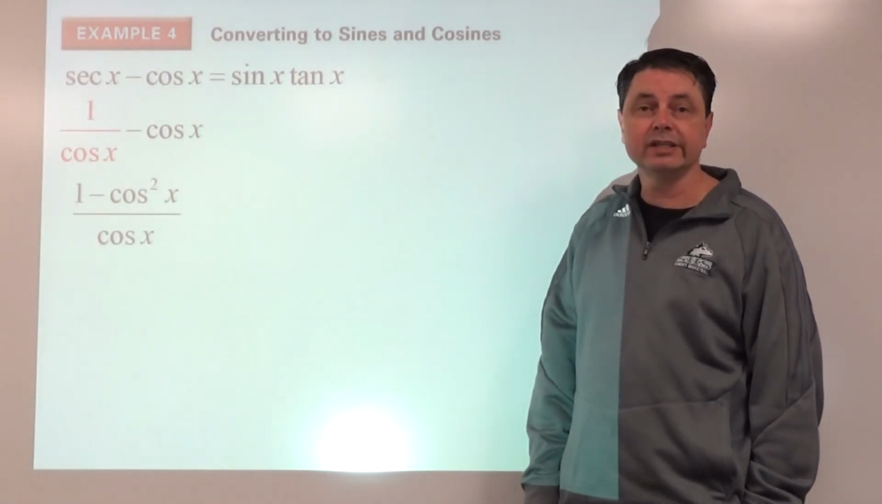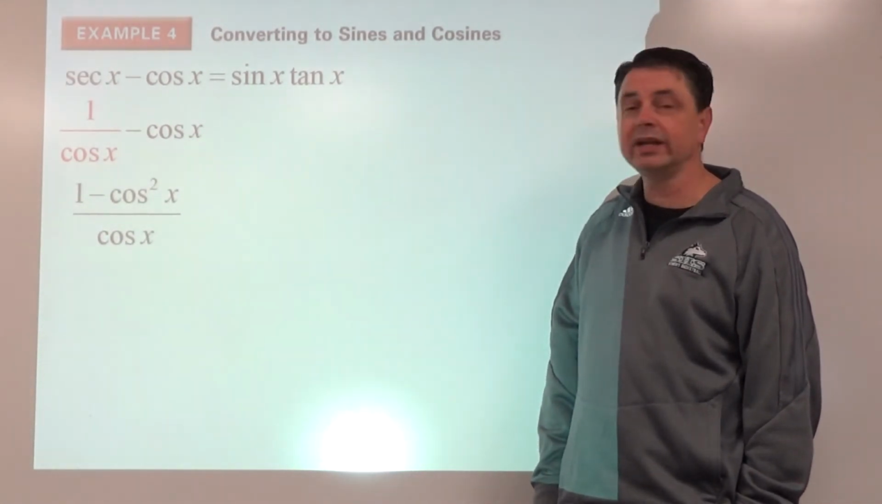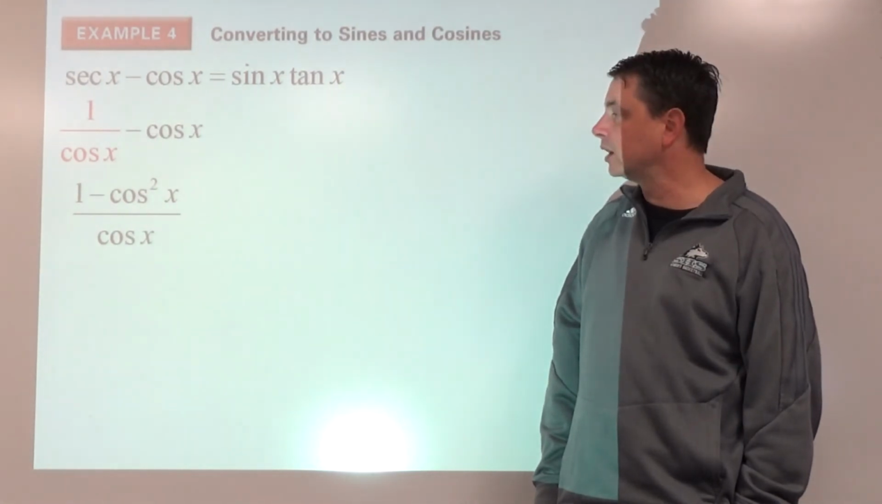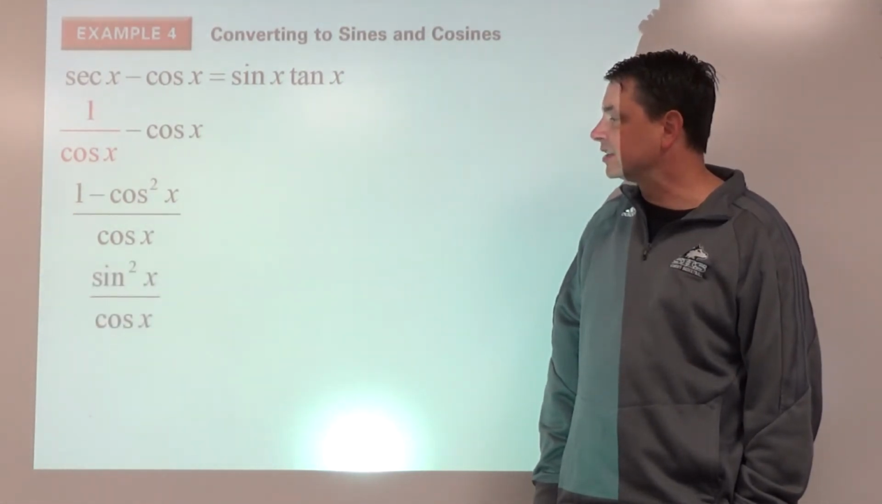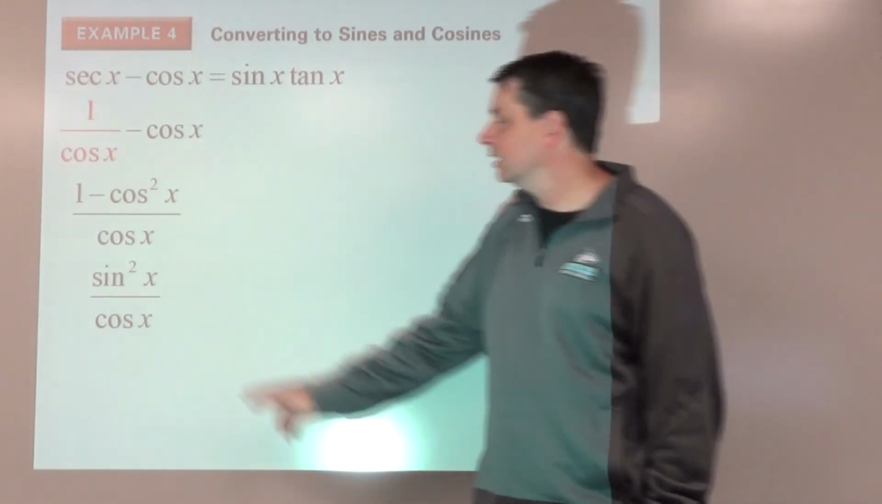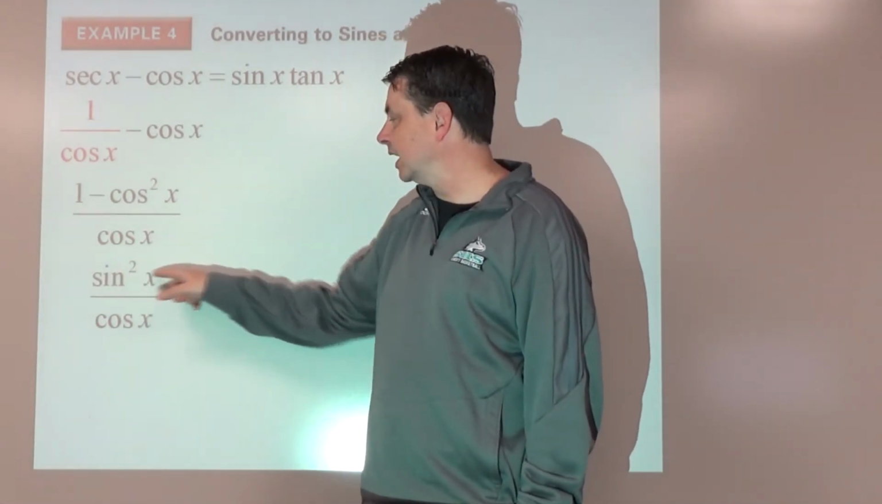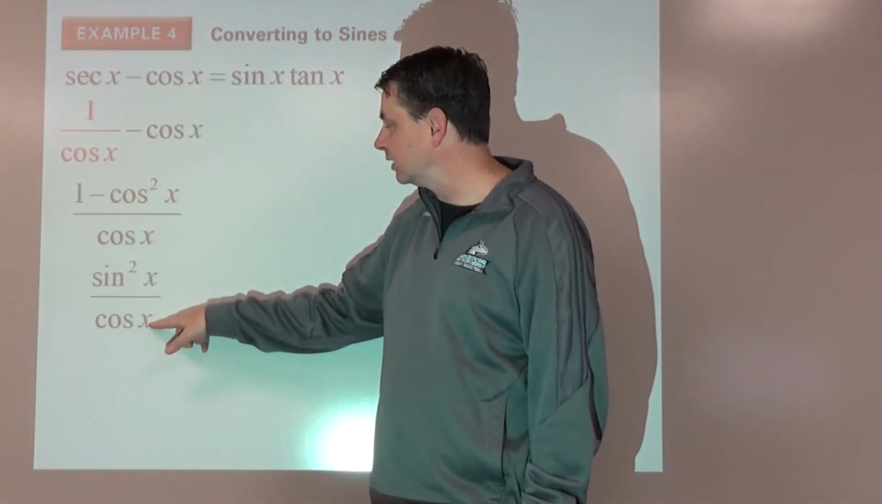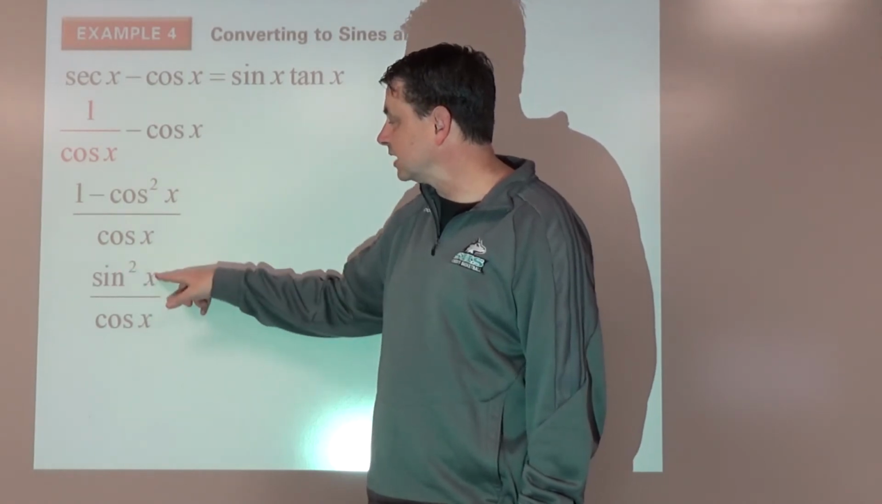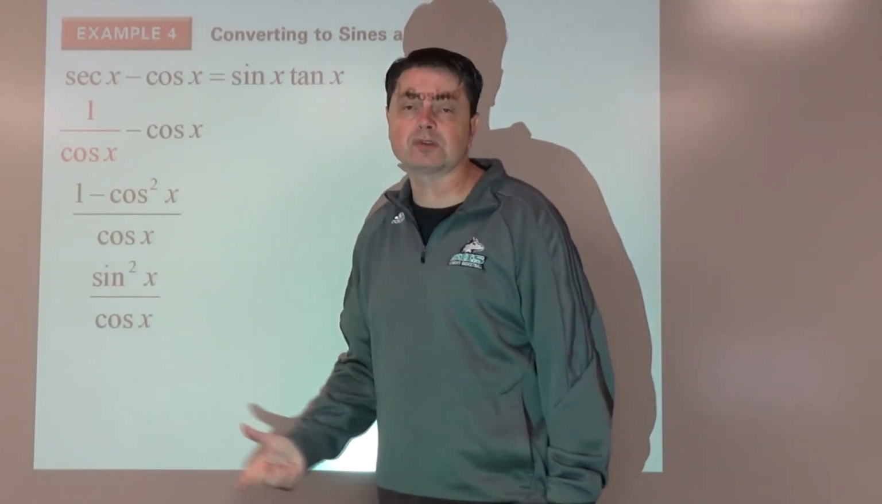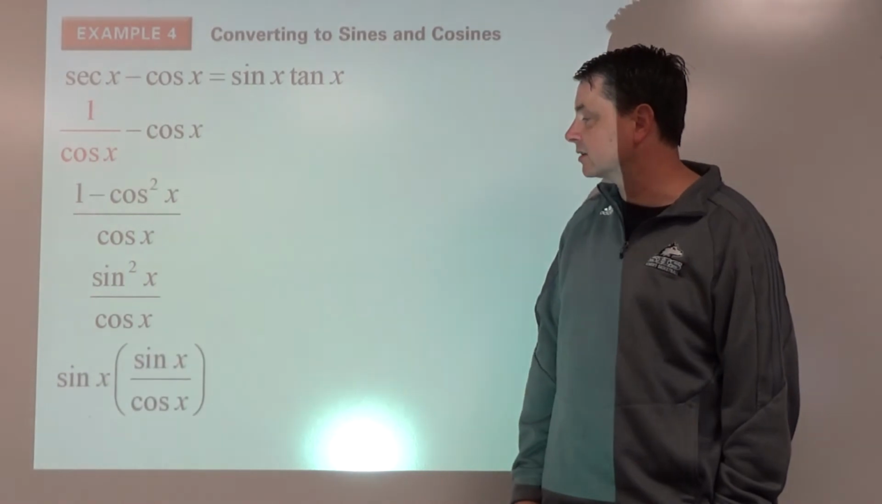The numerator is Pythagorean identity. That's sine squared x. And we can split that up to be sine of x times another sine of x over cosine of x. So we've got a sine of x and then the sine x over cosine x. That's our tangent of x.